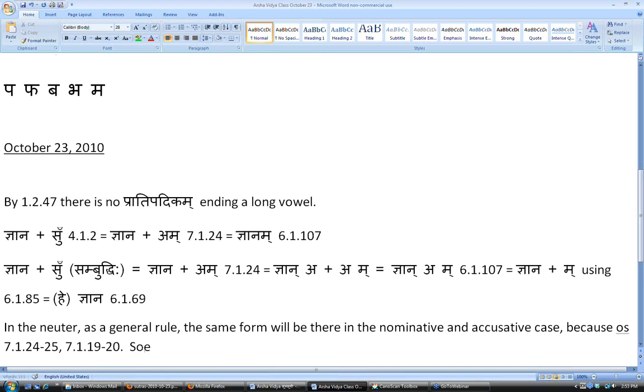So sometimes the accusative may have alternate forms. Okay. Now let's go to the next part.